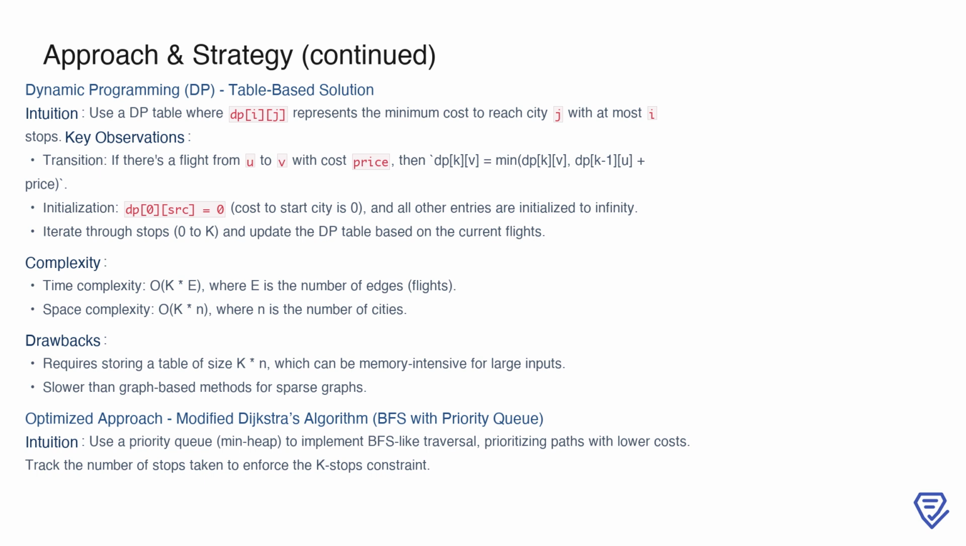As we iterate through the stops from 0 to k, we update the table based on the current flights, gradually building up the solution. This approach has a time complexity of O(k * e), where e is the number of edges, and a space complexity of O(k * n), where n is the number of cities. However, it does have some drawbacks. For example, maintaining a table of size k * n can be memory intensive, especially for larger inputs. Additionally, while it's an improvement over brute force, it still might not be the fastest option for sparse graphs, where only a few cities are connected by flights.